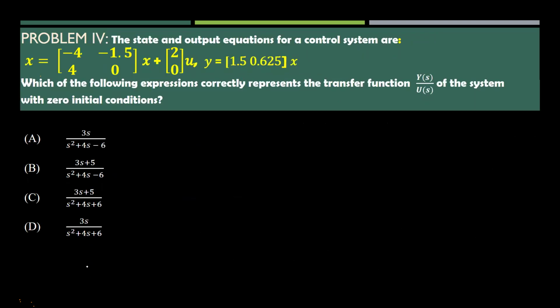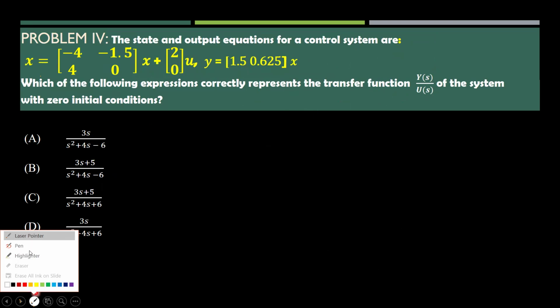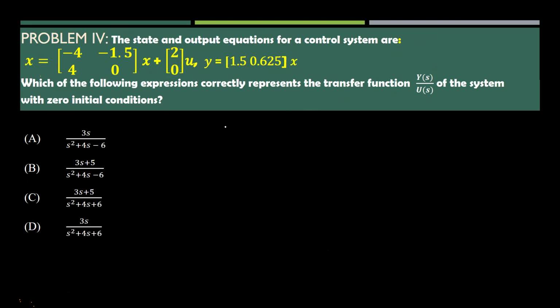This problem is taken from the topic state variable analysis. State and output equations are given. We need to find the transfer function of the system. Okay. So we know the state equation and output equation general form. So this is the state equation. We know x dot equals Ax plus Bu. State equation.